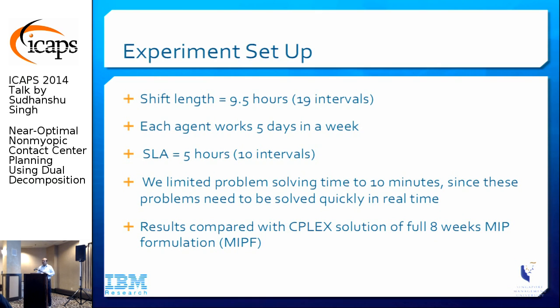Now, we had to fix some other experiment parameters as well. Here we assumed that the shift length is 9.5 hours, which might sound inhuman, but it actually happens in some cases. That is basically equivalent to 19 30-minute intervals. Then we assumed that our SLA is 5 hours, which is 10 intervals. Then we assume that each agent works 5 days in a week.